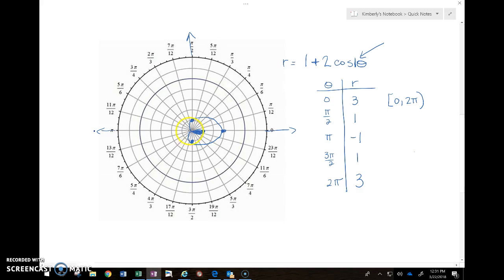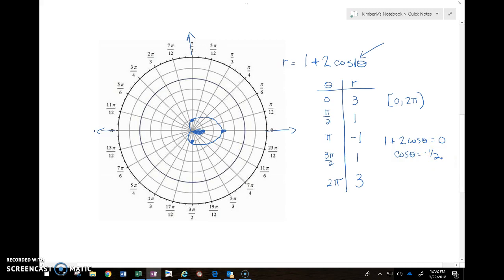When does it go through 0? When does it come to -1? When does it come back to 0? And this is like a trig equation. You want a radius of 0, so 1 plus 2 cosine theta equals 0. Cosine of theta equals -1/2.